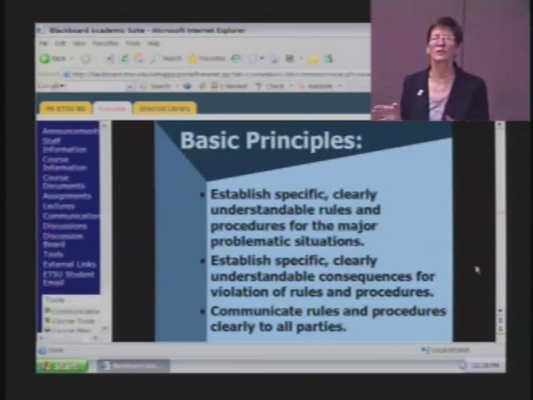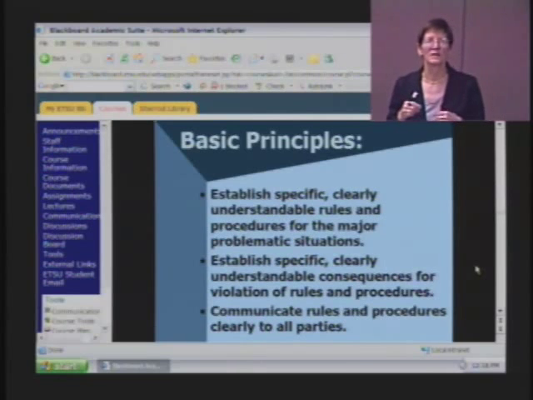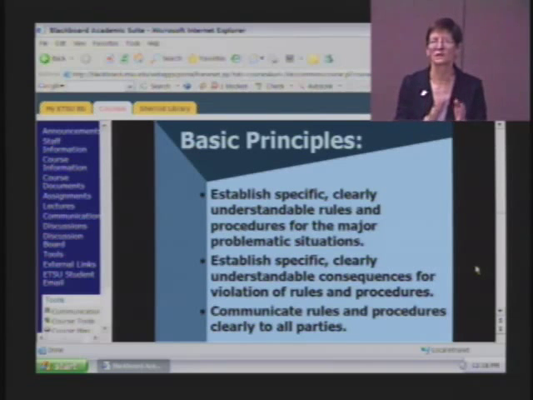All right, here's our word communicate. Really important to make sure that the rules and procedures are communicated clearly to all parties in the situation. Well, if you remember back to how to give a reprimand, one of the things I told you was you give a reprimand when you are sure the child clearly knows and understands the rules or procedure that he or she has willfully violated. So back to that clarity, understanding concept.